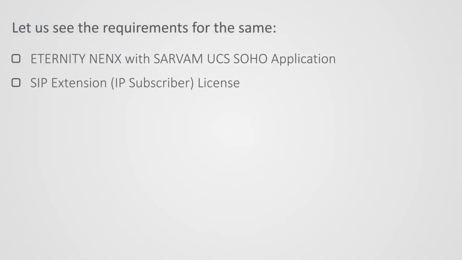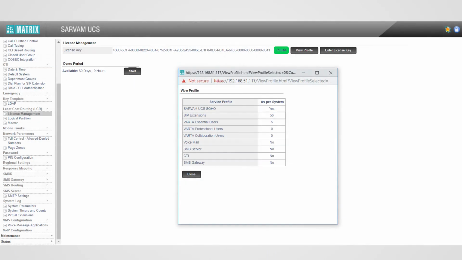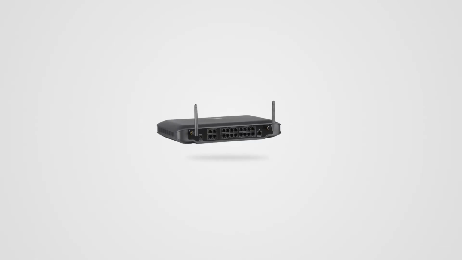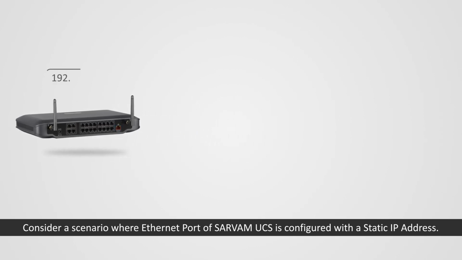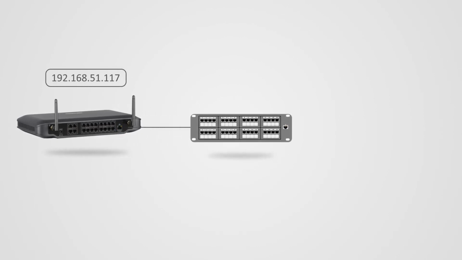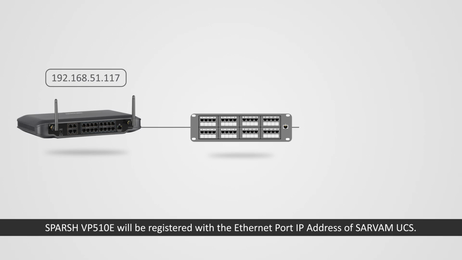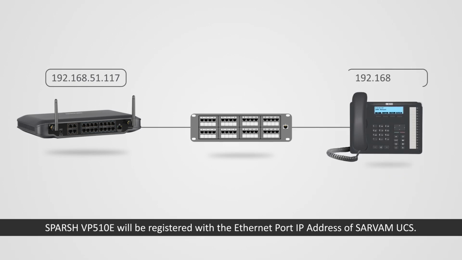SIP extension, that is, IP subscriber license. Consider a scenario where Ethernet port of SARVAM UCS is configured with a static IP address. SPARSH VP510E will be registered with the Ethernet port IP address of SARVAM UCS.